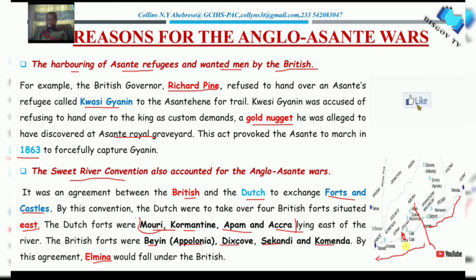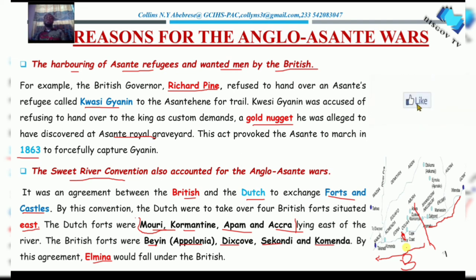Now, by this convention, you know that Elmina here is going to be in the hands of the British. Let me write B here so that you know. It's going to be in the hands of the British. Now, Ashanti had a cordial relationship with the Dutch, so it wasn't a problem for the Dutch to pay rent or supply Ashanti with guns through the coast of Elmina, because the Dutch were really not interested in colonizing. They were only interested in trade, but the British wanted more.